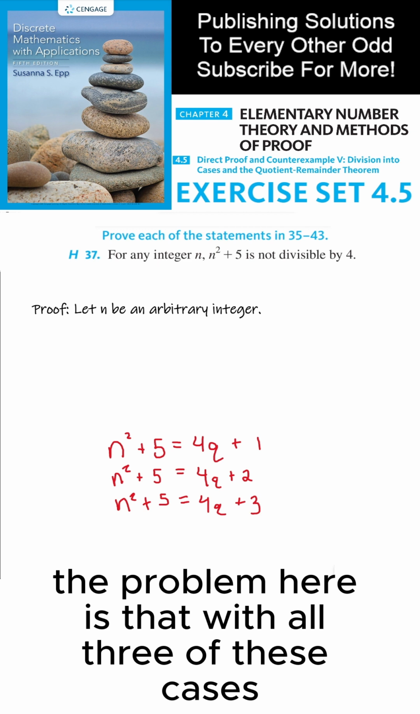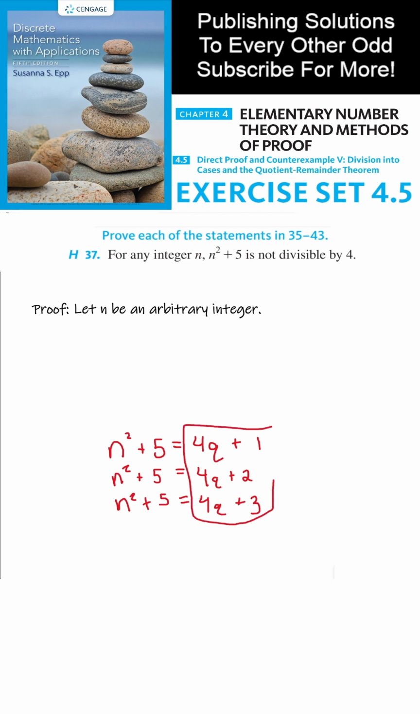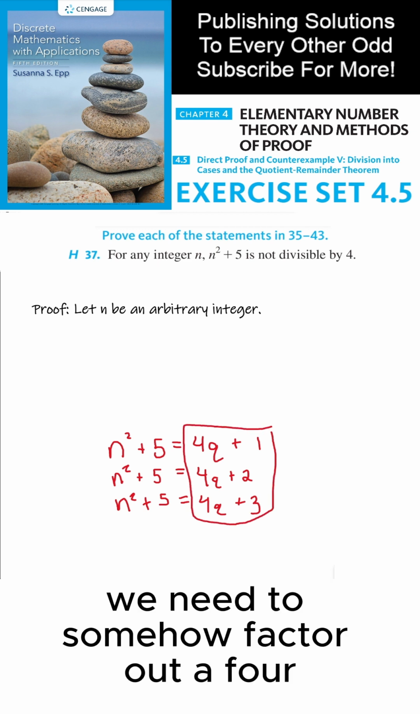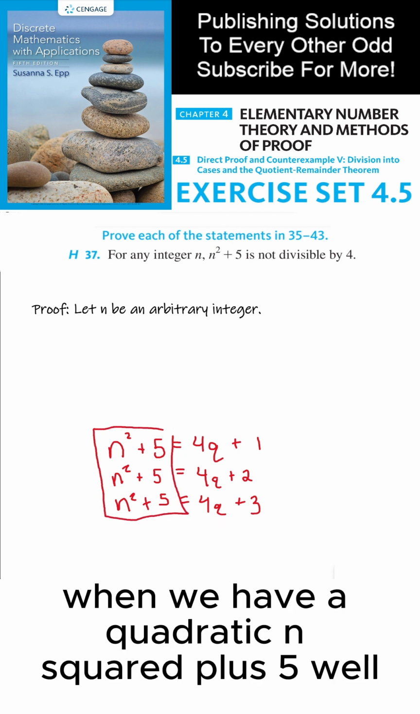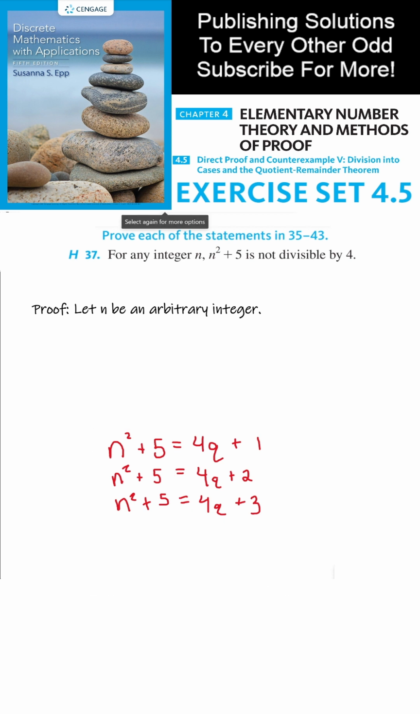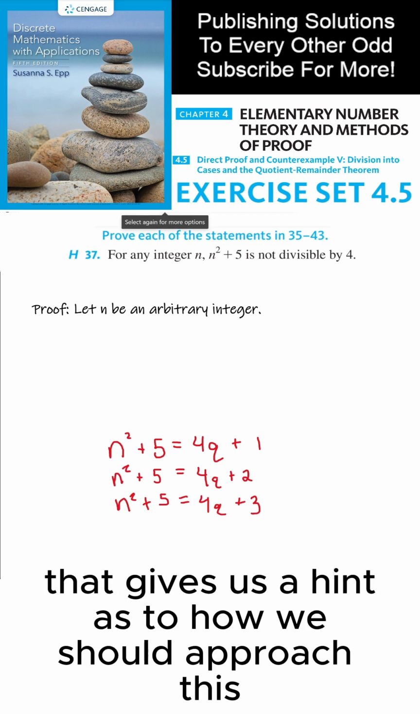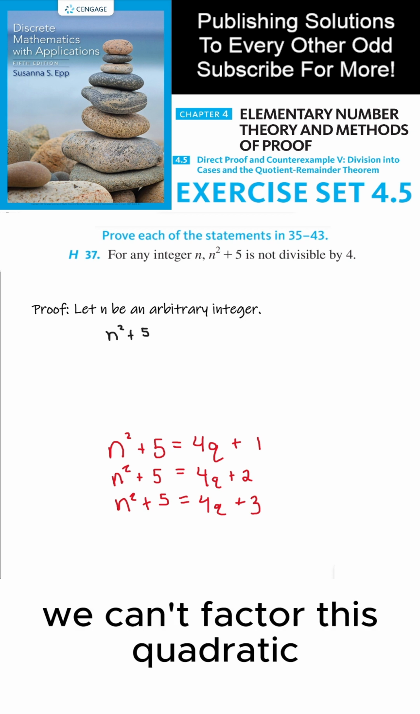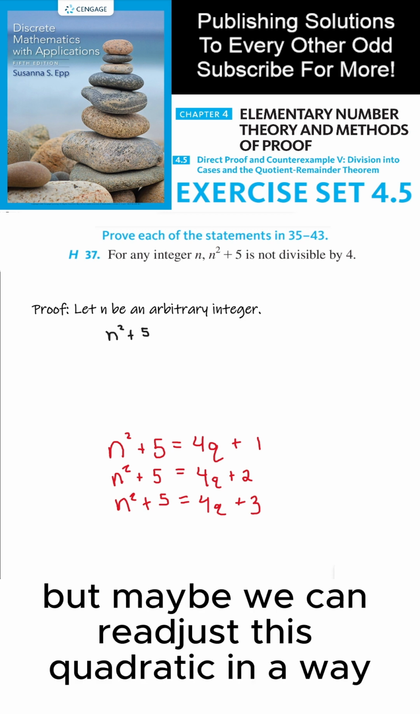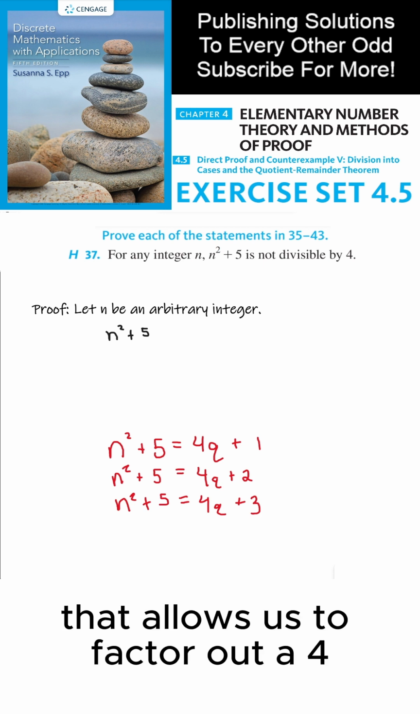The problem here is that with all three of these cases, we need to somehow factor out a 4. But where are we going to factor out a 4 when we have a quadratic n squared plus 5? Well, that gives us a hint as to how we should approach this. With n squared plus 5, we can't factor this quadratic, but maybe we can readjust this quadratic in a way that allows us to factor out a 4.